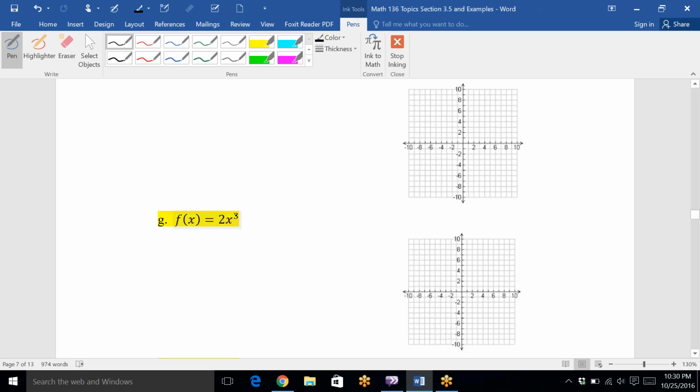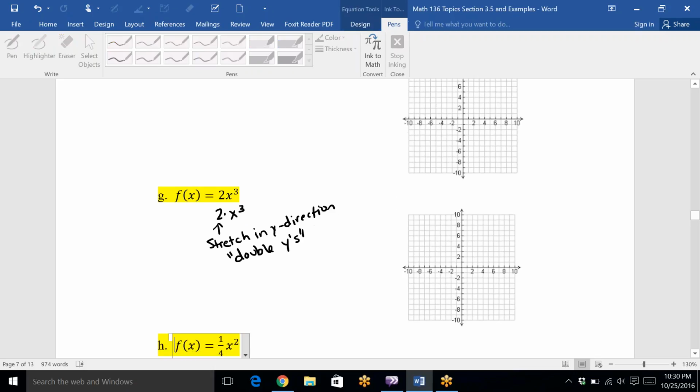This is 2x cubed, so that's 2 times an x cubed. That means that we have a number out front that is not part of the piece being cubed. So this is going to be a stretch or a compression in the y direction. And when you're outside, it's exactly what you think. So we're going to be doubling the y's, which I like to say is a stretch in the y direction, but it's really double the y's.